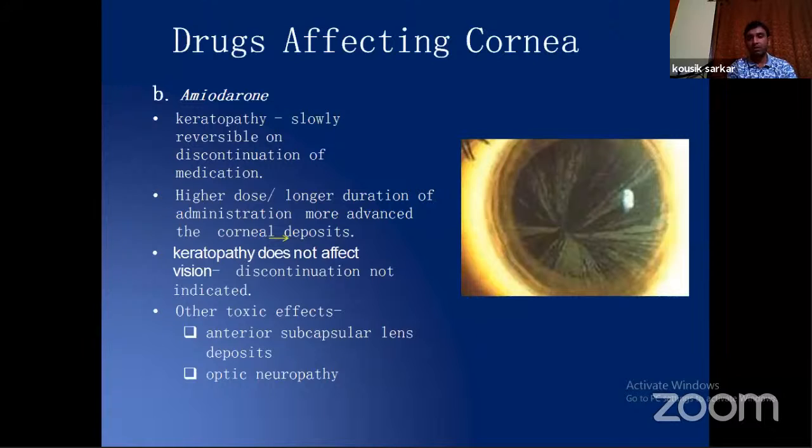Amiodarone is another drug which can affect the cornea. There, vortex-like keratopathy occurs, which is slowly reversible on discontinuation of this medication. With higher dose or longer duration of administration, we can find more advanced corneal deposits. But these keratopathies are usually not visually significant, so discontinuation is not indicated. Other ocular toxic effects which amiodarone causes are anterior subcapsular lenticular deposits and optic neuropathy, or anterior ischemic optic neuropathy.